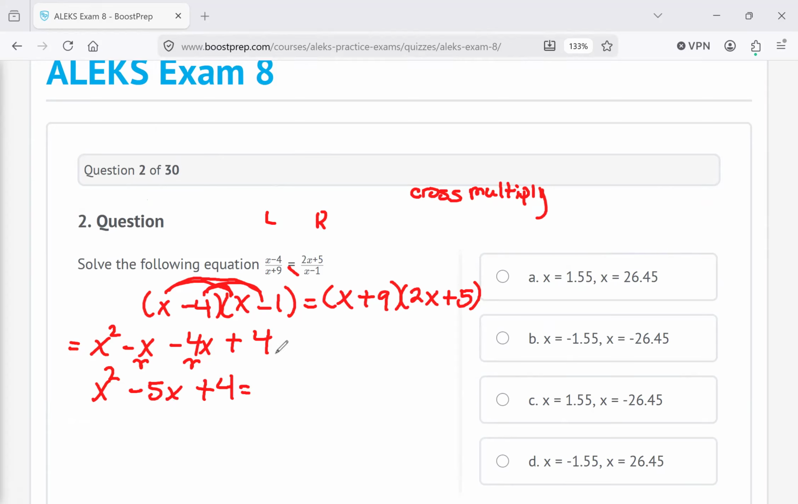And then the same thing here. FOIL this out. This is going to be x times 2x is 2x squared. X times 5 is 5x. 9 times 2x is 18x. And then 9 times 5 is 45. And then this is going to be 2x squared. And then 5 plus 18 is 23x.